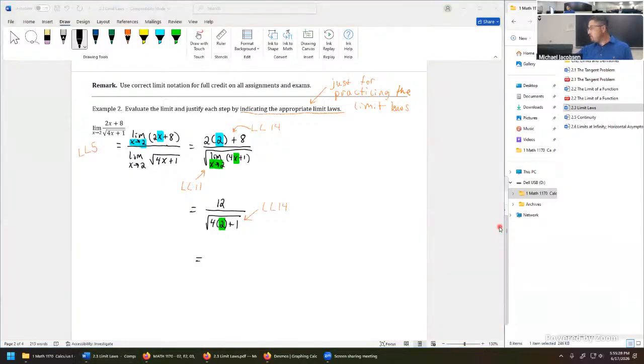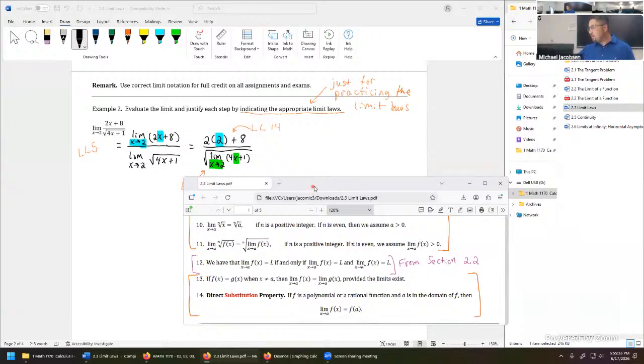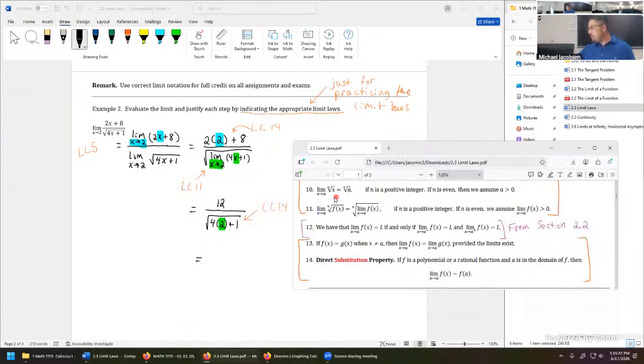Logan asks, why is it limit law 11 instead of 10, since there's no f in the f of x? Let me double check that. So we look at limit law 10 versus limit law 11. Oh, I see what you're saying. That's a great comment. So limit law 10 would be specifically if what you see right here is nothing but x. It can't have the 4 times x. It can't have the plus 1. Limit law 10 requires just x and nothing else whatsoever.